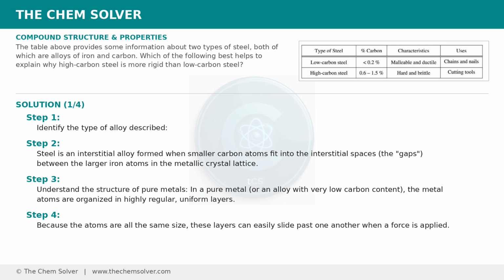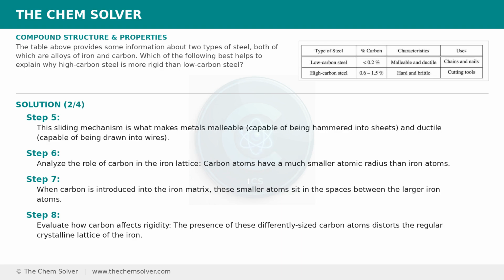Understand the structure of pure metals. In a pure metal, or an alloy with very low carbon content, the metal atoms are organized in highly regular, uniform layers. Because the atoms are all the same size, these layers can easily slide past one another when a force is applied. This sliding mechanism is what makes metals malleable, capable of being hammered into sheets, and ductile, capable of being drawn into wires.